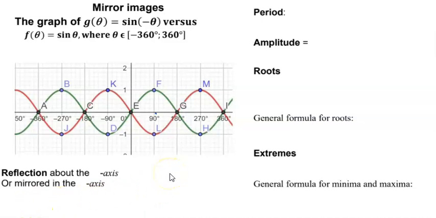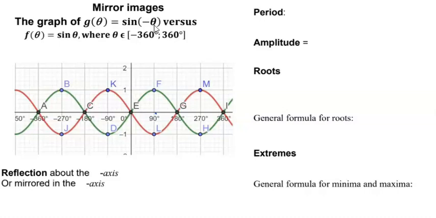Let's look at mirror images or reflections of the sine graph. If I look at the green graph, which is again the mother graph of the regular sine function, just the ordinary y equal to sine theta, in relationship to y equal to sine minus theta. In other words, what we did is we changed the sign of the independent variable. So let us see how it affects the graph.